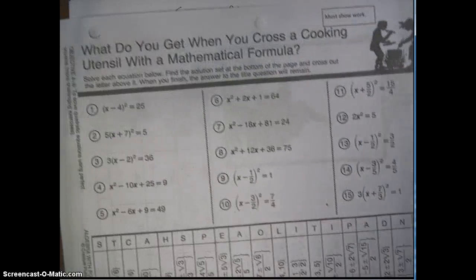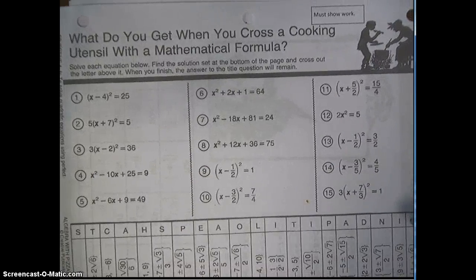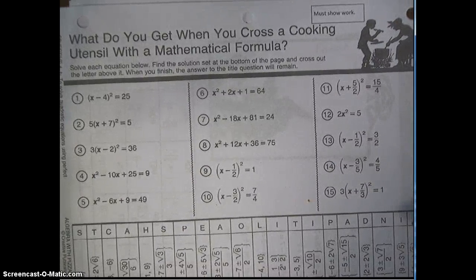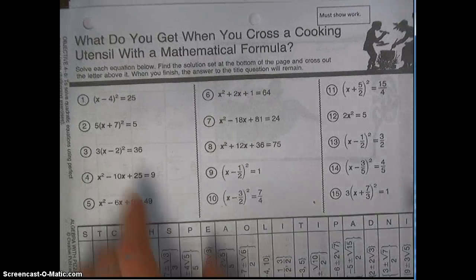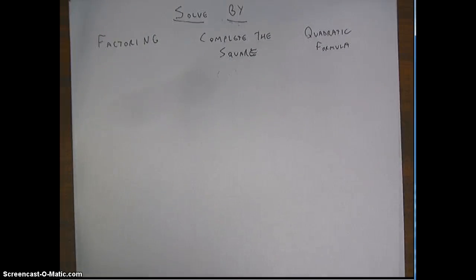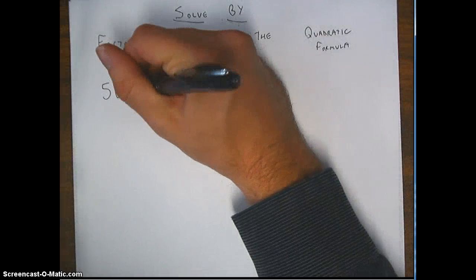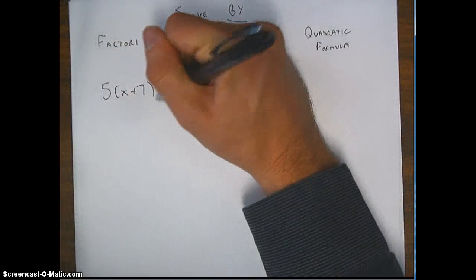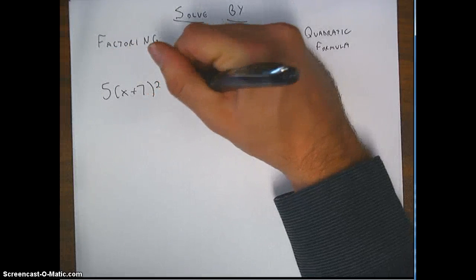We gave you some homework here, like a little puzzle, and I just thought I'd solve a couple of these so that I can show you what I'm talking about. So I want to start with number 2 right here. This is 5 times (x plus 7) squared equals 5.